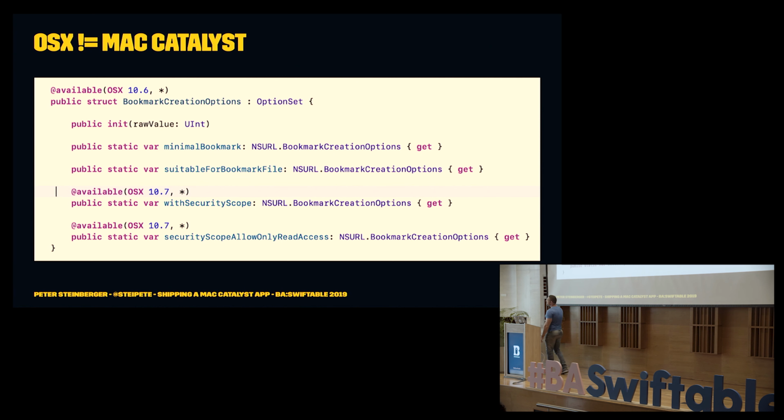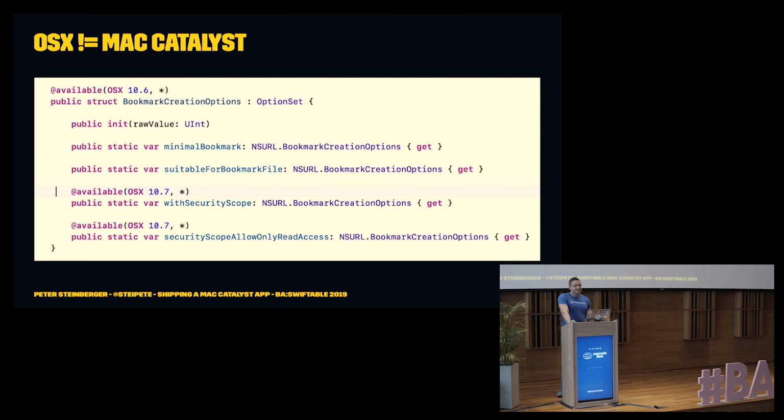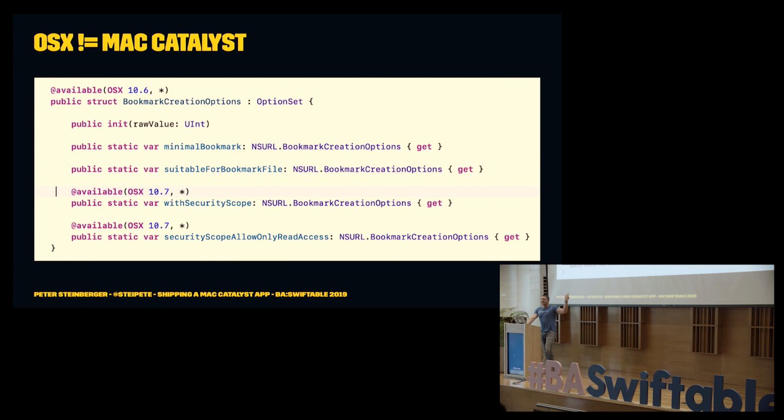Now, there's a slight problem. So you have this nice system and these nice headers, but they are marked unavailable for iOS. And while you're writing a Mac app, you're still in UIKit land, so you're still in iOS land in some way, so you actually can't use this API.